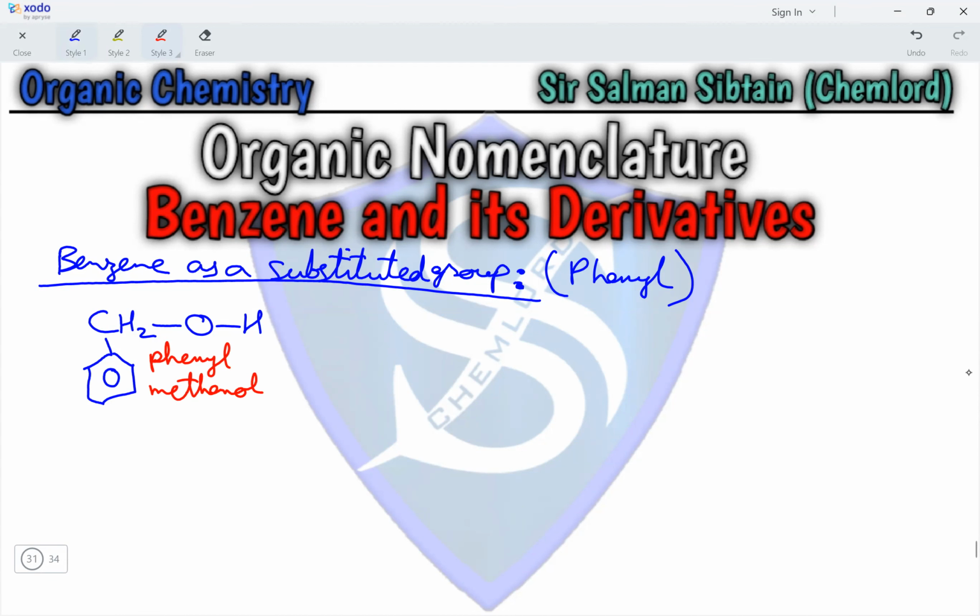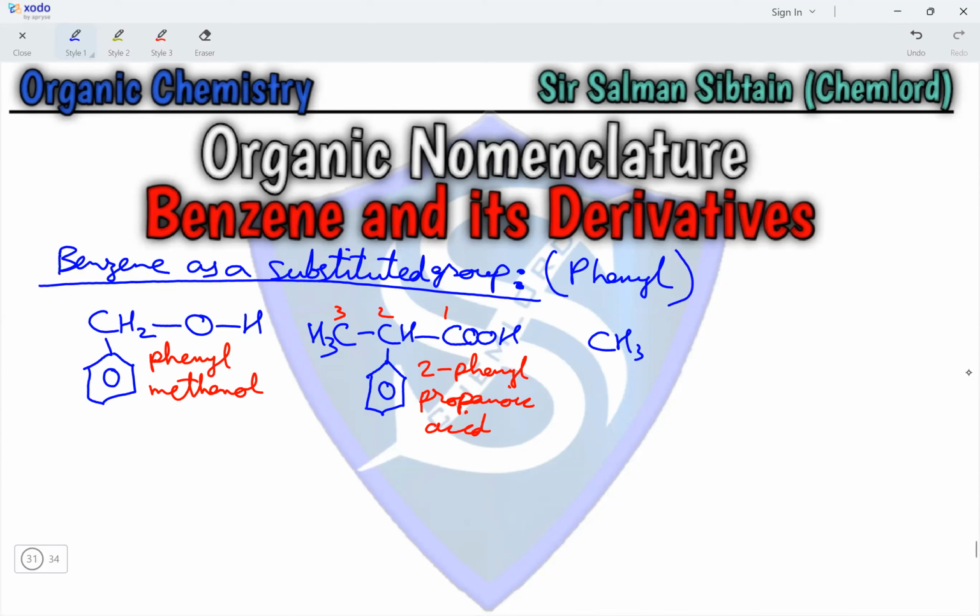Similarly, if we have a carboxylic acid, so COOH, then we've got CH, then we've got a CH3, and we place the benzene ring here. So numbering of carbon atoms begins from the COOH carbon in carboxylic acid. So 1, 2, and 3. So the name of this compound becomes 2-phenylpropanoic acid.